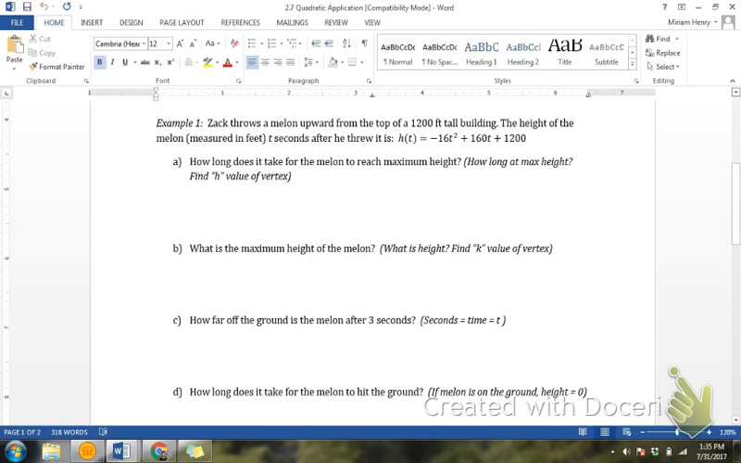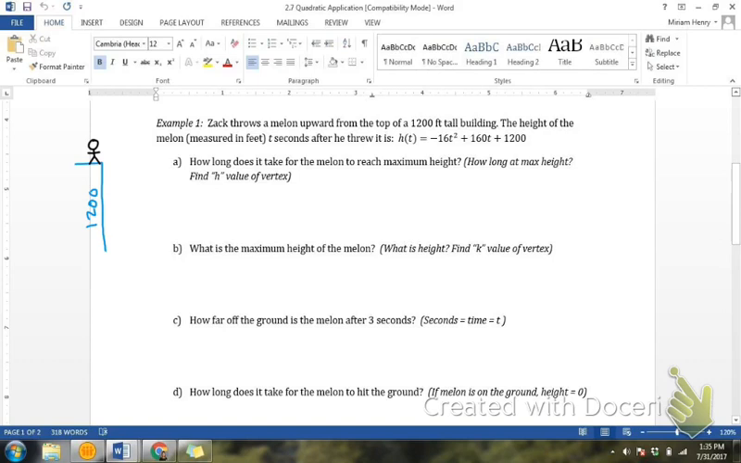Zach is on the top of a cliff. I'm sorry, of a building. So everyone, do your best to draw a building over here. This building is 1,200 feet tall. And Zach is standing up here. I'm not asking you to be a professional drawer. I'm just asking you to draw, please, on your paper. Because you're going to have to draw on your test. So we're going to practice this.